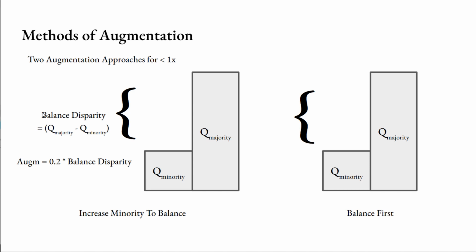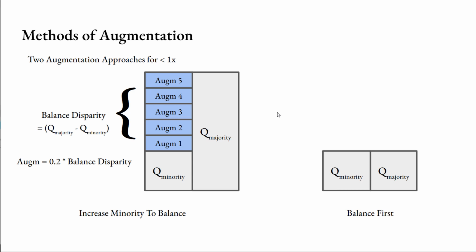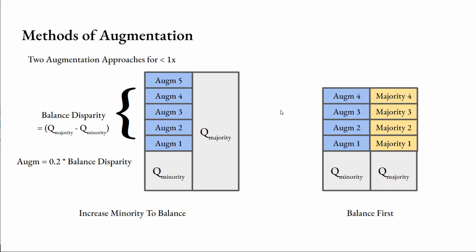We came up with 2 mechanisms for augmenting and balancing the data set. On the left, we increased the minority class in increments of 20% of the balance disparity to go from 0 augmentation to 1x. After experimenting with this method for a while, we noticed that the performance was very inconsistent. So we tried first balancing the data set by reducing the majority set, then augmenting the data in a balanced manner, as shown on the right. Augmentation was added to the data set beyond 1x all the way up to 21x.